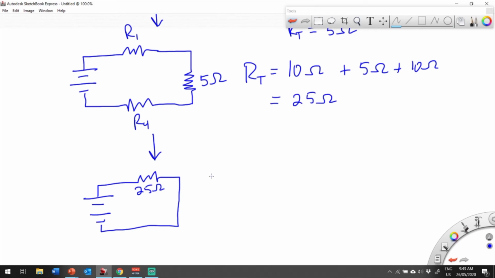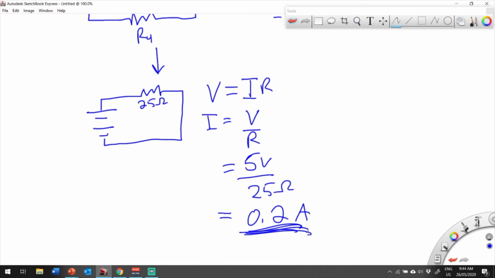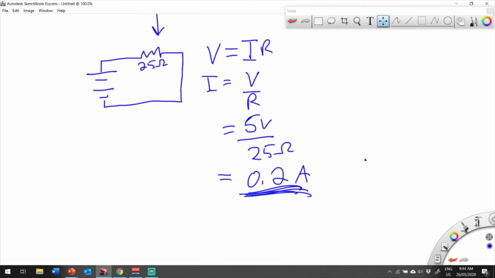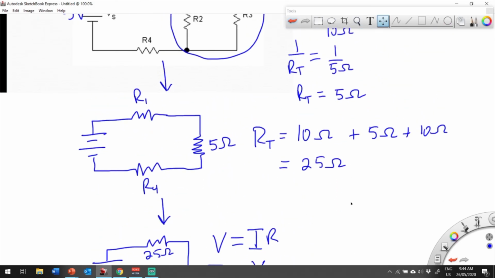Now we can calculate the current using Ohm's law, V equals IR. So current is voltage over resistance, and the voltage was 5 volts. We have a resistance of 25 ohms, so our total current will be 0.2 amps.